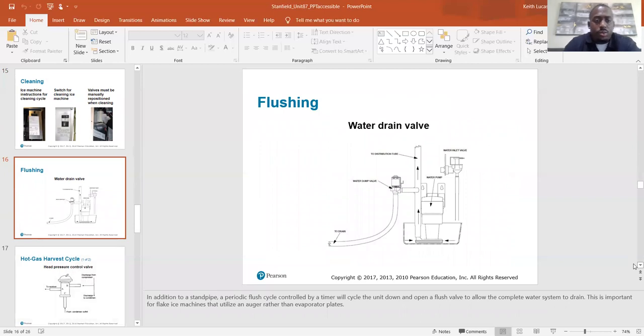In addition to a standpipe, a periodic flush cycle controlled by a timer will cycle the unit down and open a flush valve to allow the complete water system to drain. This is important for flake ice machines that utilize an auger rather than evaporator plates.